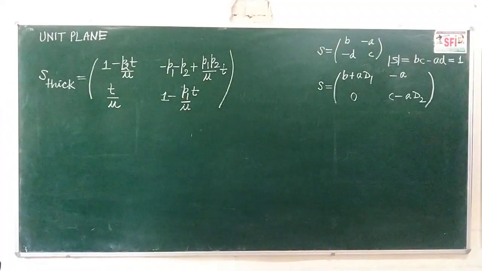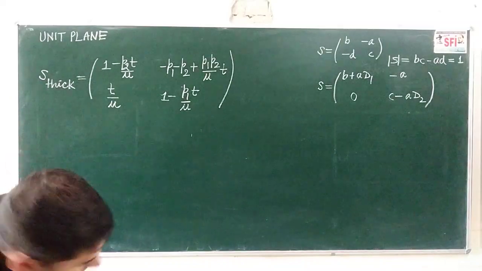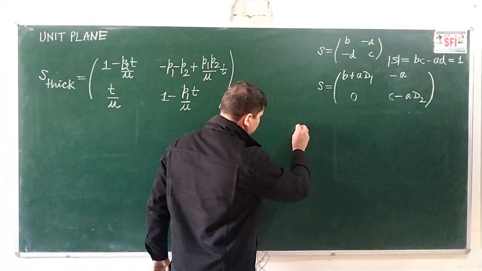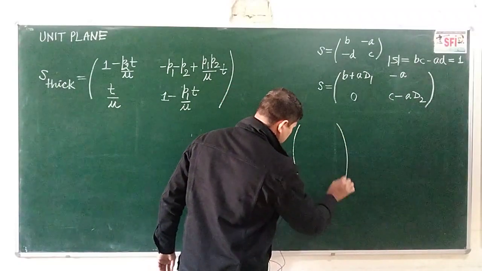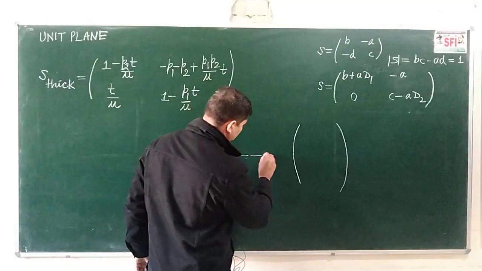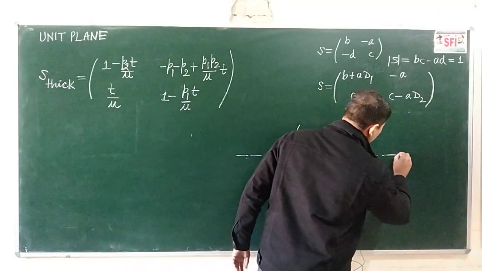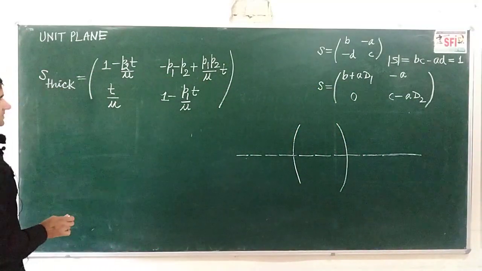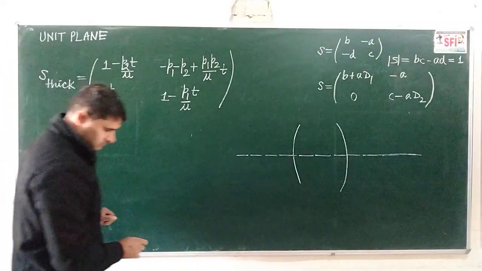Now in case of thick lens, let me make a thick lens here and discuss with you what are the various parameters and what is the difficulty to find out the power or focal length or thick lens formula in case of thick lens, and what is the importance of unit plane.